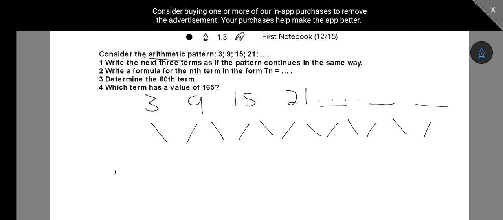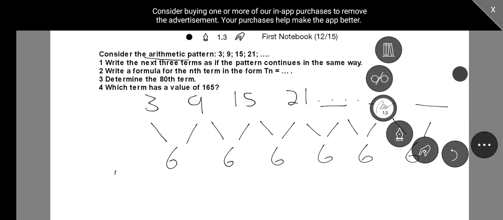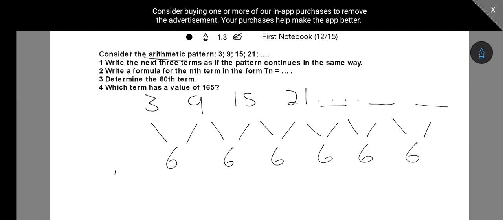We're going to say that t2 minus t1, that is 9 minus 3, gives us 6. Then 15 minus 9 gives us 6. For an arithmetic sequence, we know that the first differences will forever be the same. Now, let's look at something important that is happening here. How do we move from 3 to 9? 3 plus 6 gives us 9. And then 9 plus 6 gives us 15. 15 plus 6 gives us 21.